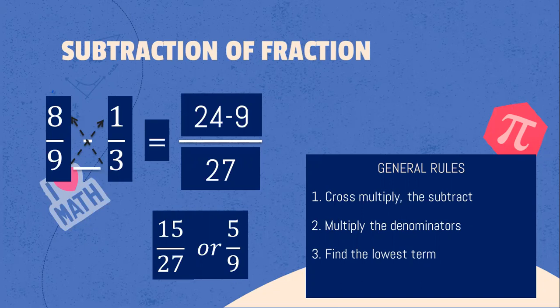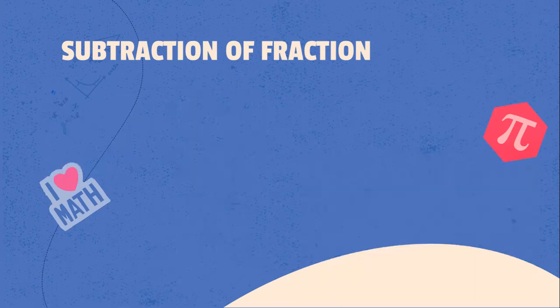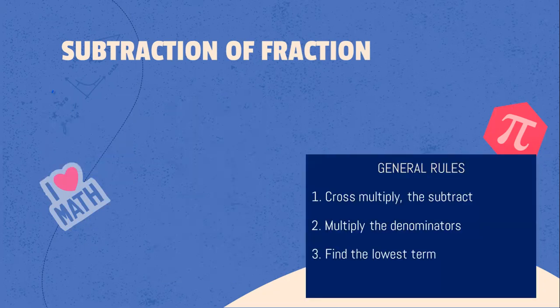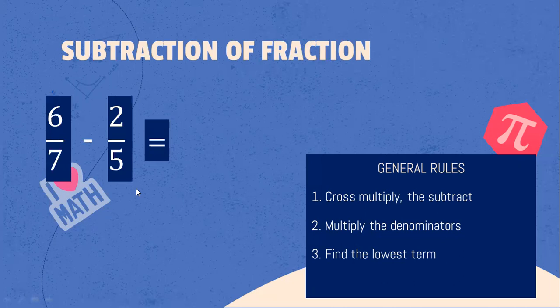I hope you follow the processes. Let's have another example. Again, the rules are cross multiply, then subtract, then multiply the denominators, find the lowest term.